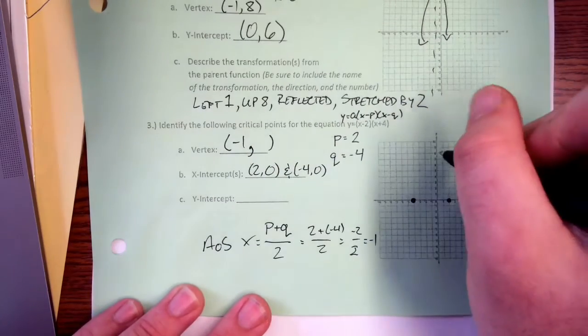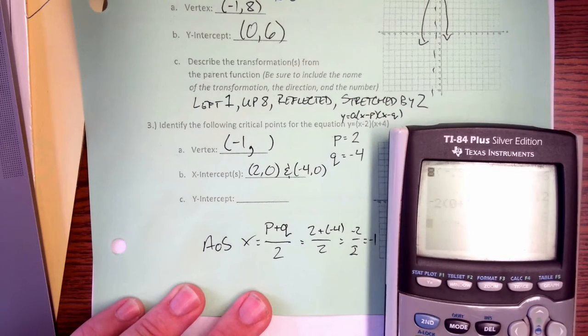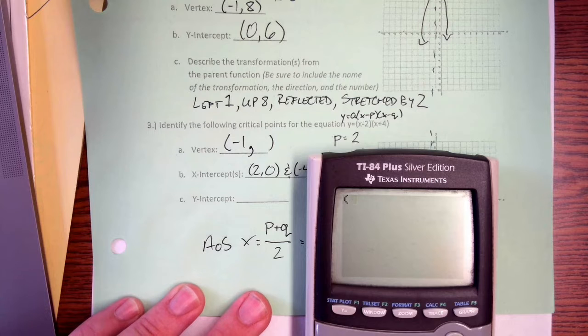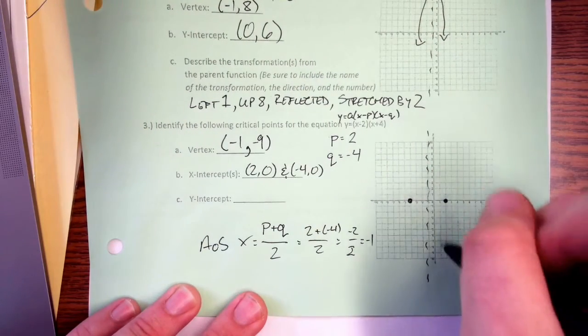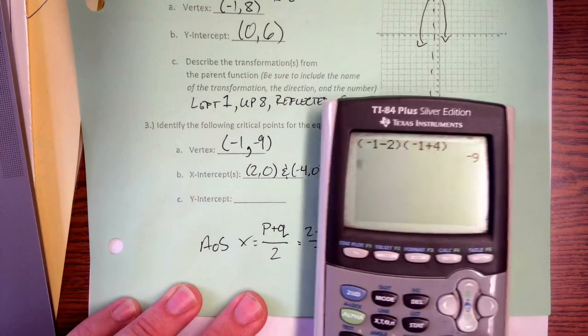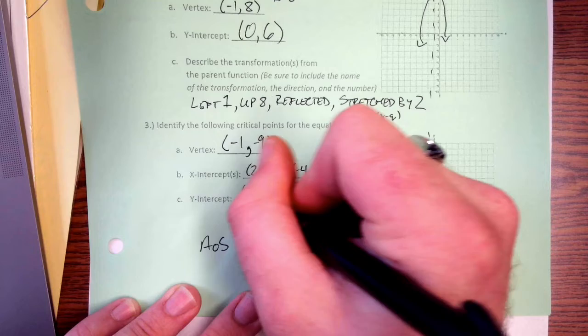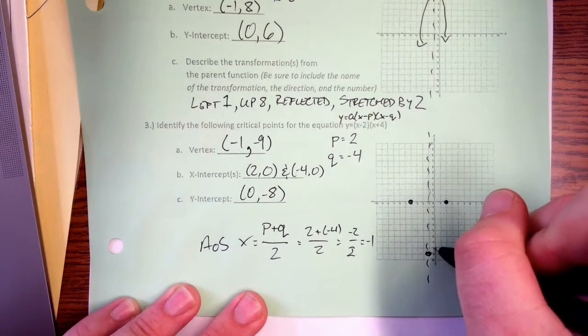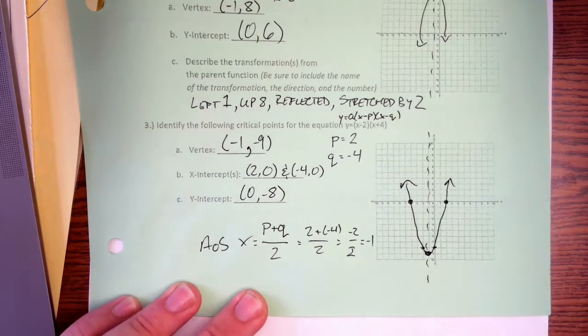So the vertex is at negative 1 something. I know that my axis of symmetry goes through it, so I'll plug in a negative 1. So y equals negative 1 minus 2 times negative 1 plus 4, or negative 9. Negative 1, negative 9, right there. And then the y-intercept is where x equals 0. So 0 minus 2 times 0 plus 4 is negative 8. So 0, negative 8. Right there, and we mirror it, and there's our graph. That's the front page.